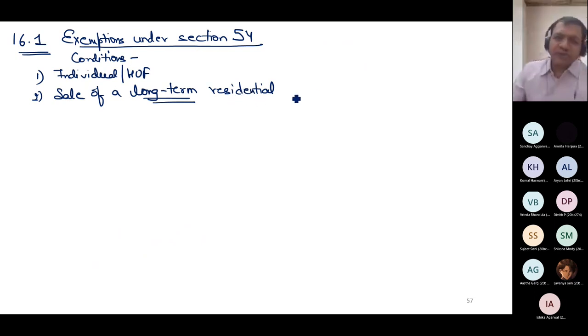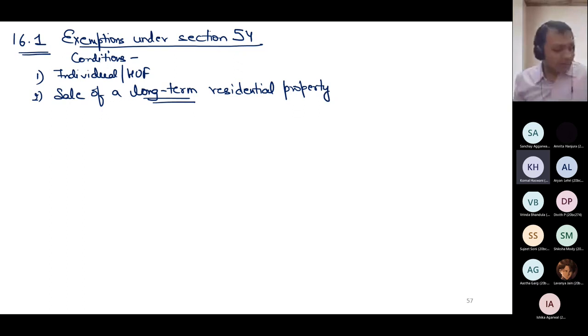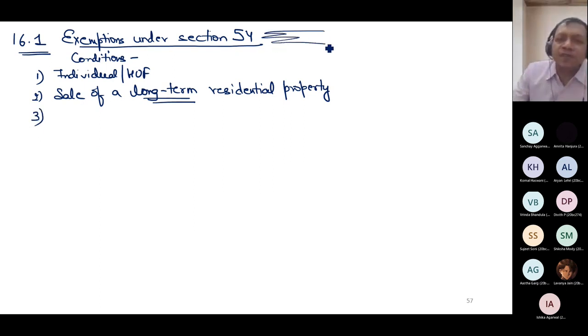Can you tell me, after holding the residential house for how many months the gain on sale will be long term? So 24 months? Yes, 24 months. After holding it for 24 months, if I'm selling the residential house, then my gain will be long term, otherwise short term. Third, what is the purpose of basically 54?